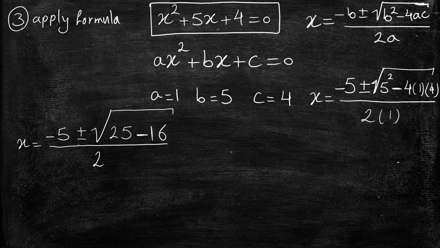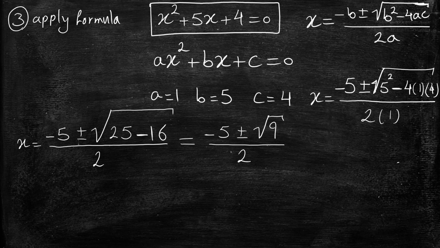Great. Now simplifying more, x equals minus 5 plus minus square root of. What is 25 minus 16? The answer is 9. So minus 5 plus minus square root of 9 divided by 2.